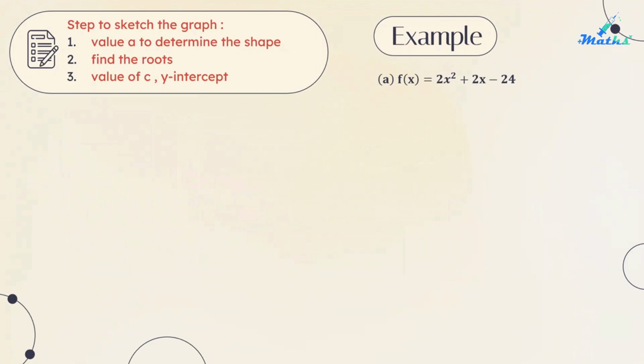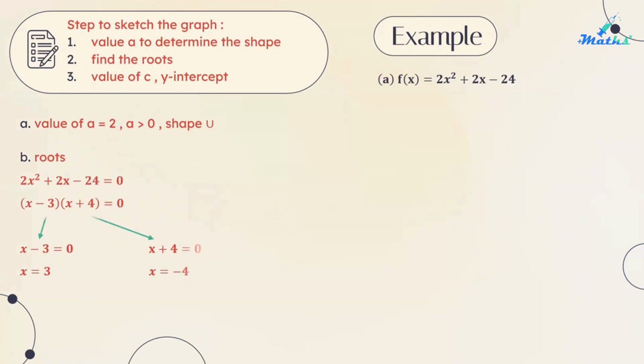f(x) equal to 2x squared plus 2x minus 24. What is the value of a? The value of a is 2, which means that a is greater than 0, so it's a minimum graph. Okay, b, find the roots. How to find the roots? Use the equation and form it into general form, then factorize it.